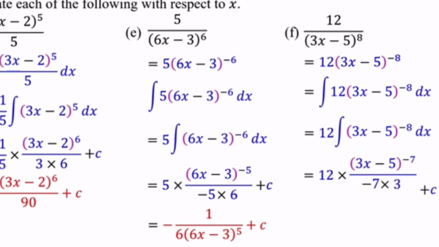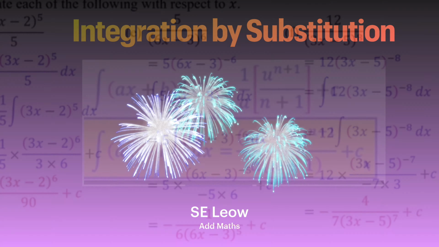So it becomes 4. Alright, so finally your answer is negative 4 times 1 over (3x − 5) to the power of 7, divided by 7. So finally the answer is negative 4 over 7 times (3x − 5) to the power of 7 plus C.